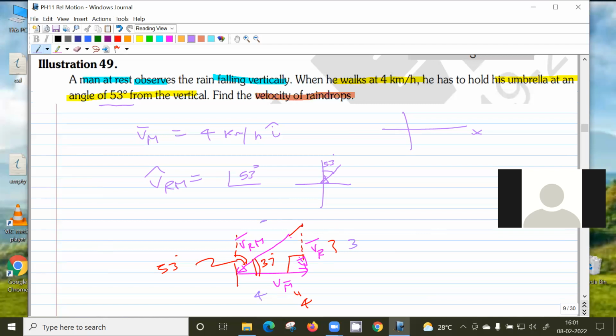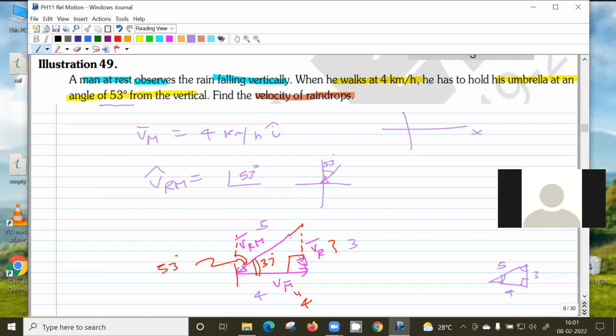This is 4 and this is 5. So you have a right angle triangle with sides 3, 4, and hypotenuse 5. This angle will be how much? And what about this angle? This angle is 90. 3, 4, 5 forms a right angle triangle. This is a standard triangle.